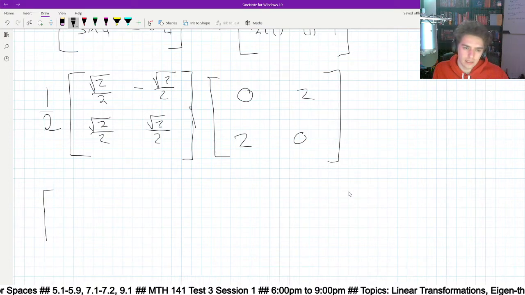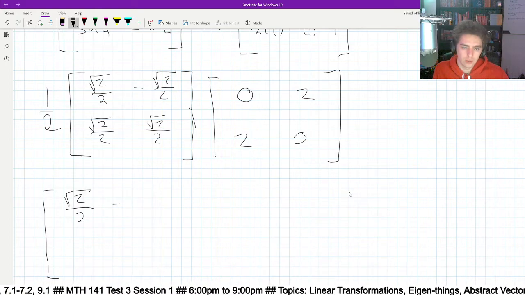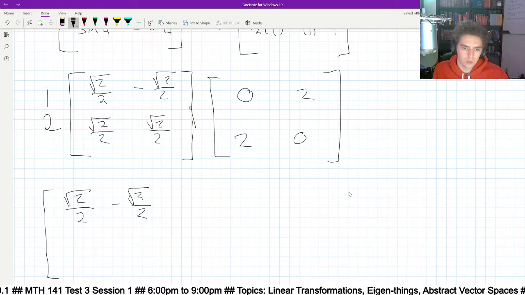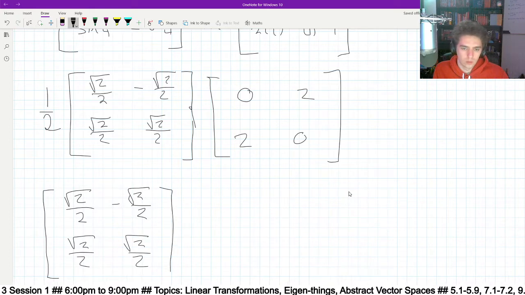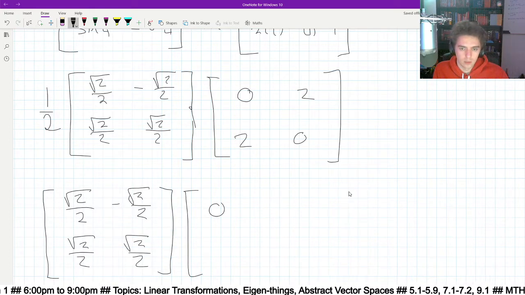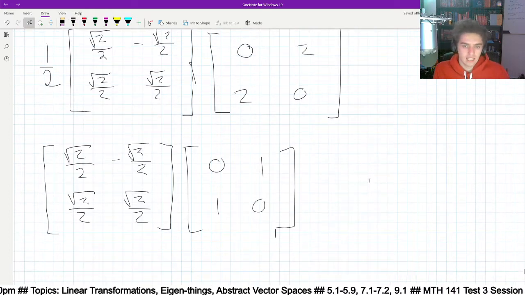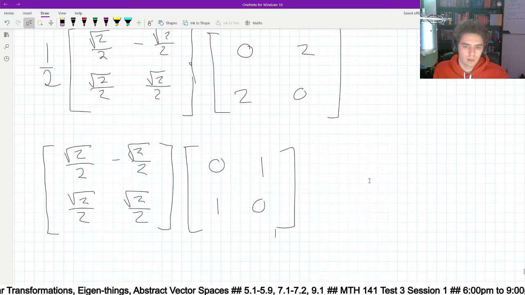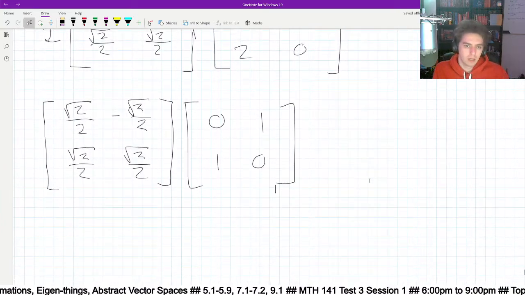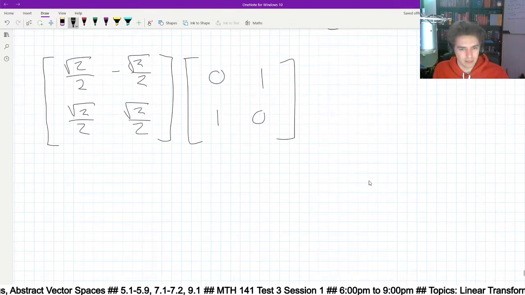And I can just write this as root 2, root 2 over 2, minus root 2 over 2, root 2 over 2, root 2 over 2, times 0, 1, 1, 0. I think that'll work. Again, I can't really check, so that's kind of going to make me nervous, but we'll see.